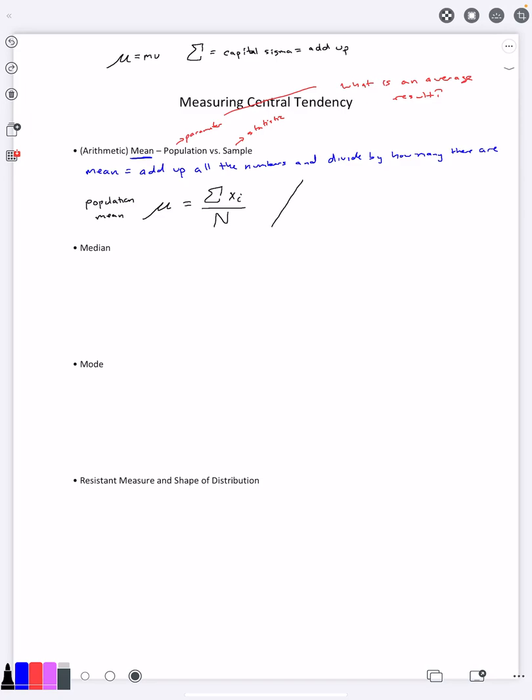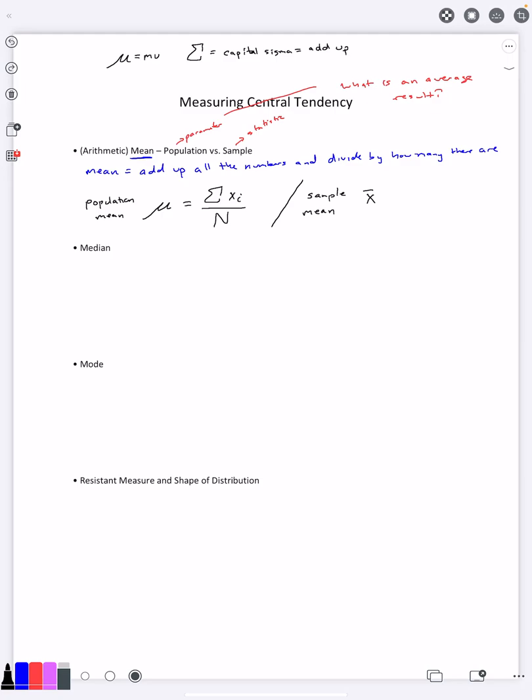We have a very, very similar formula, something called the sample mean. So this is talking about if you have sample data and you want to calculate the mean compared to having population data. And we are going to have a different symbol for it. I know it's confusing, but we have to kind of get used to it.